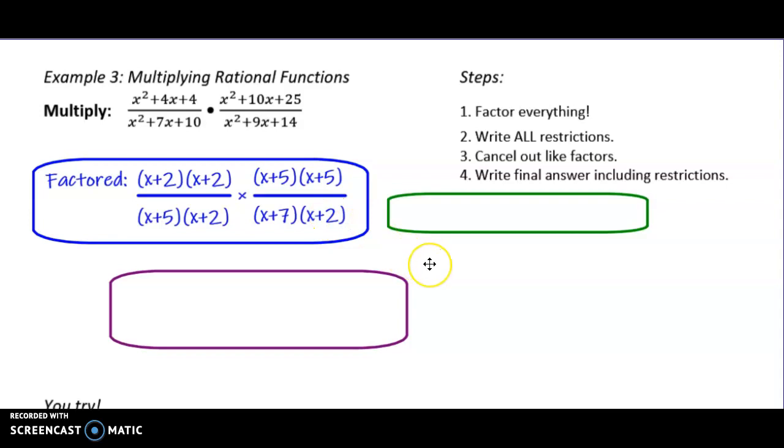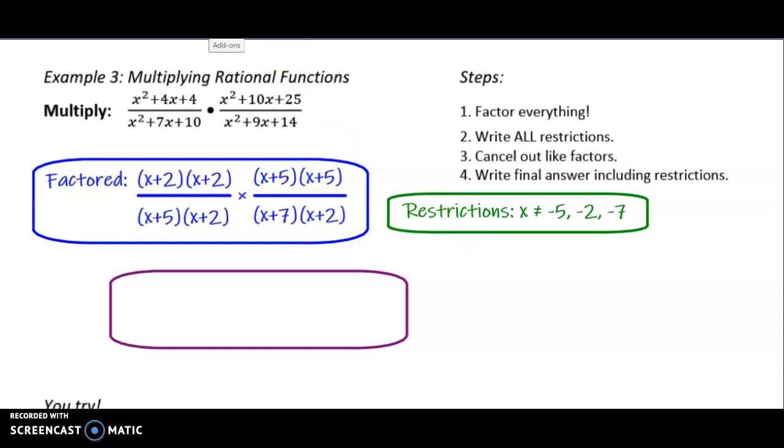So the first thing you need to do once you get everything factored is to write all of your restrictions. That means any number that would make any factor in the denominator 0. So those restrictions would be -5, -2, -7, and then you would get -2 again, but you don't have to write it twice. Once you write it one time, that's enough.